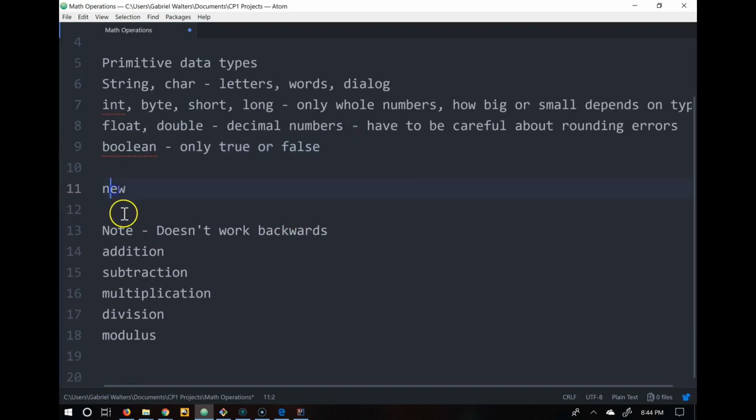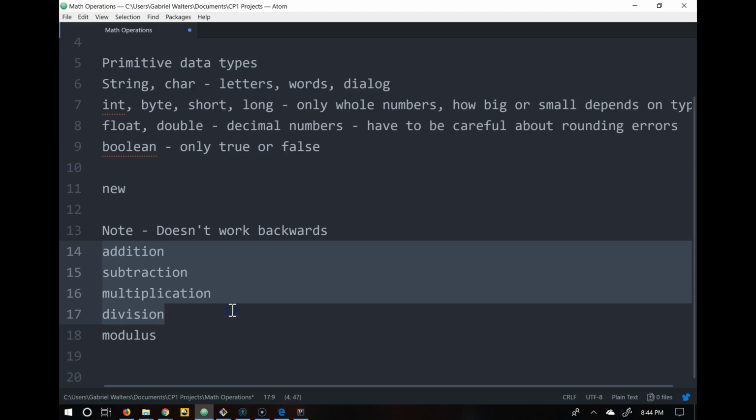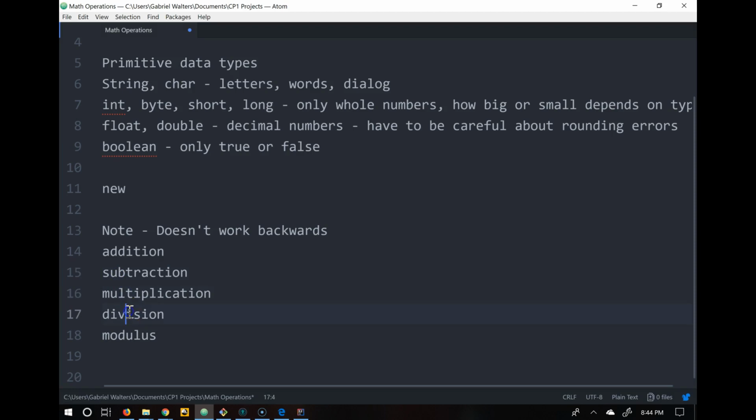Okay, new stuff that we're going to learn in this video. We're going to learn about math operations. Obviously, we know them, but how to do it in code. We have addition, subtraction, multiplication, and division. Those are pretty self-explanatory. If I want to do the symbol for it, addition is the plus sign. Subtraction is the subtraction sign. Multiplication is the star sign. Division is the slash.